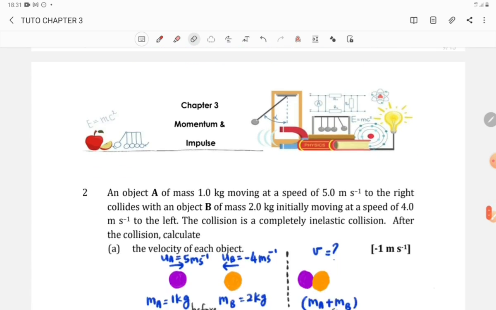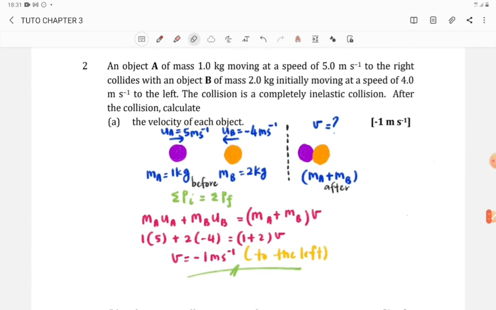The next exercise. An object A of mass 1 kg moving at speed 5 meter per second to the right collides with object B of mass 2 kg initially moving at speed 4 meter per second to the left. The collision is completely inelastic collision. Completely inelastic collision means after collision they stick together and move with the same final velocity V. After collision, you need to calculate the velocity for each object. So we need to find this V.